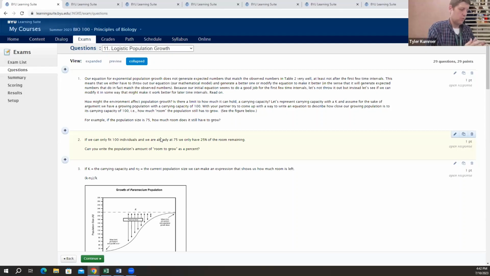Some of those things are worse as our population gets larger. We call those density dependent limiting factors. That's like food and disease. The closer together you are, the harder those things are to acquire or to resist. Things like pollution or natural disasters might be more density independent. It doesn't matter how close together you are, it has the same kind of effect on the population.